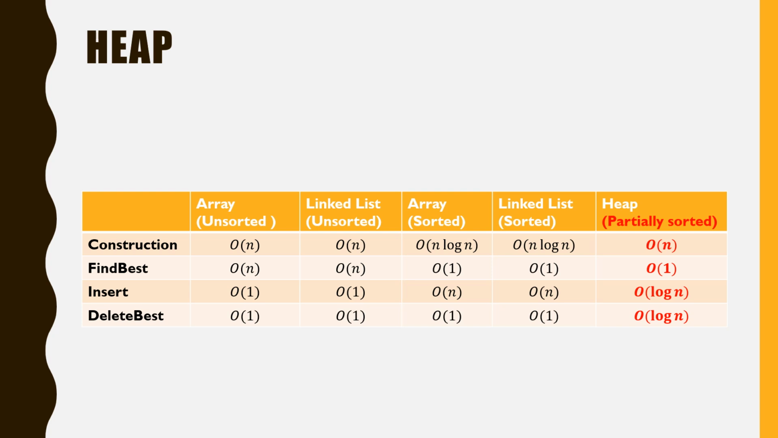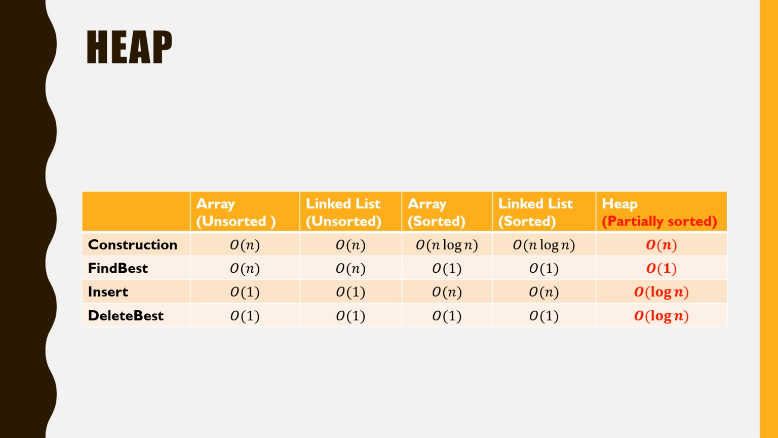The primary advantage of the heap is that none of the find best, insert, or delete operations require O(n) time. In contrast, at least one operation in array or linked list implementations has a time complexity of O(n). This efficiency is due to the unique structure of a heap, which partially sorts the data elements to obtain a more balanced cost across these operations.